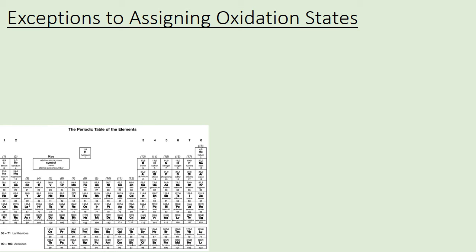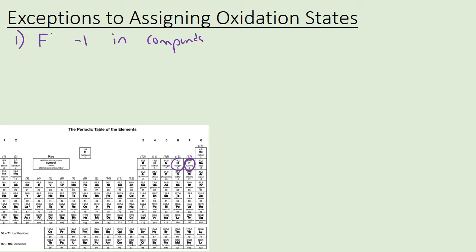Okay, so let's look at those kind of exceptions and let's try and bulk those rules up a little bit more then. So we're gonna leave group 1 and group 2 as they were, because they will be +1 and +2. But I'm going to introduce a couple more that we'll look at. So we said group 7 will always be -1, but it's not always the case, unfortunately. So F will always be -1 when it's combined. So F is up at the top. So F will always be -1 in compounds.